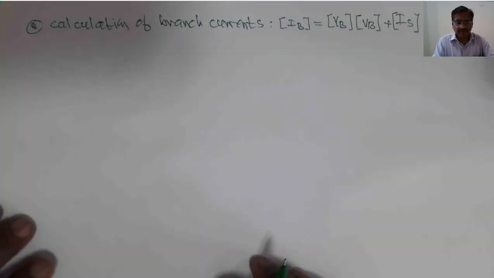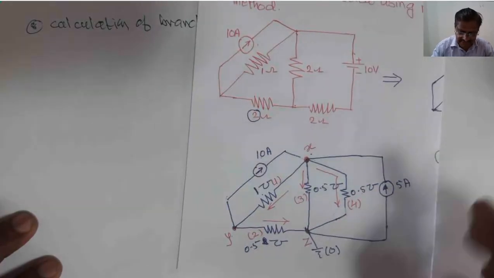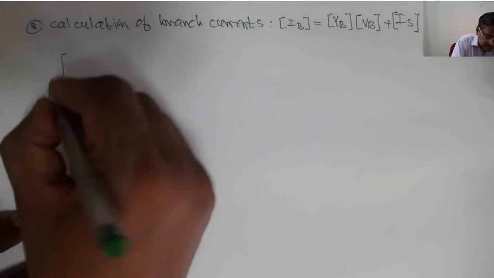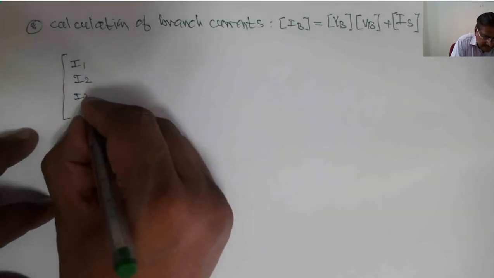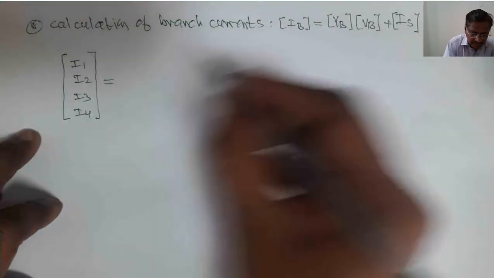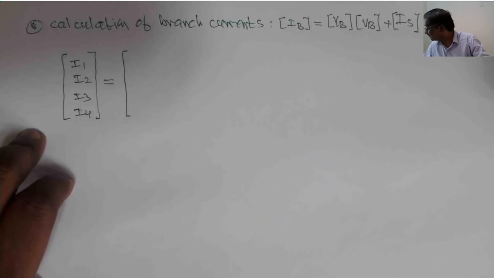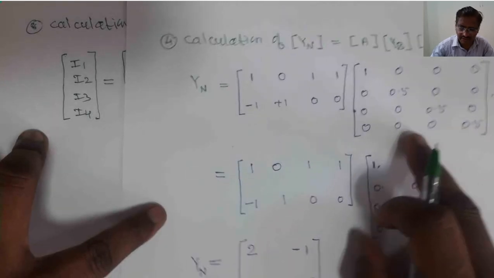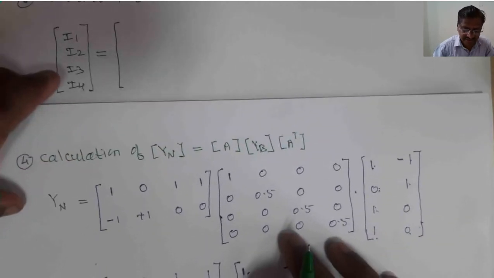How many branches do we have? I am repeatedly saying the same thing: we have 1, 2, 3, 4 branches. That's why IB will be I1, I2, I3, and I4, because we have the 4 branches. This is equal to YB, the branch admittance matrix. We are already aware of this YB. I will copy this YB, the branch admittance matrix.